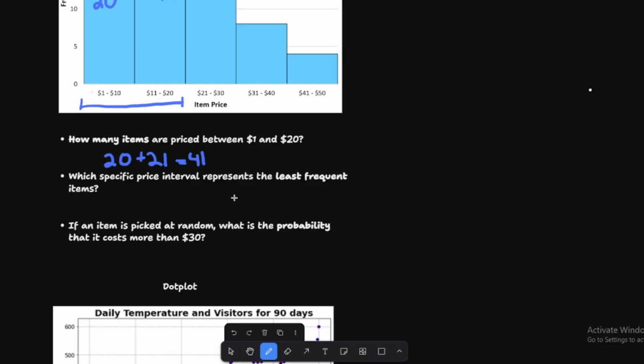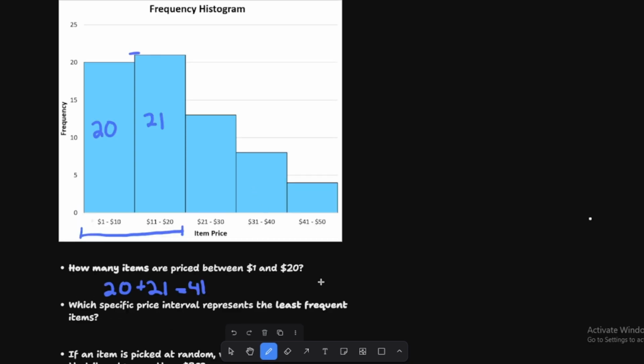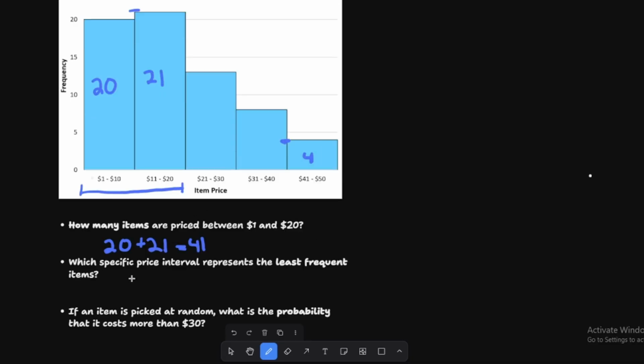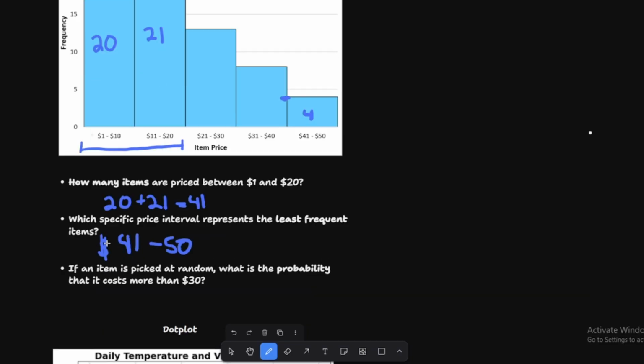Which specific price interval represents the least frequent items? So the goal of this question is to figure out which bar or which portion or segment has the least frequency. And that's pretty clear to see that it's right here, and it looks like it's around 4. So it would be the $41 to $50 range. So that's our answer there. That's our interval.